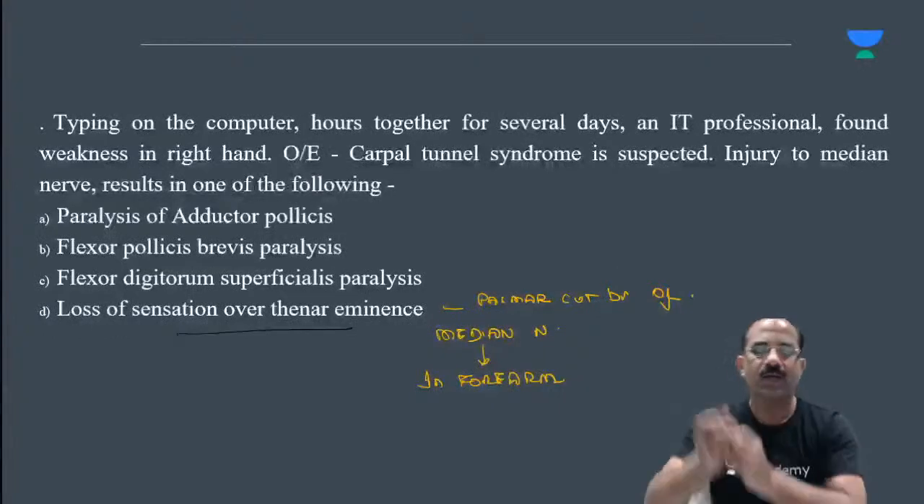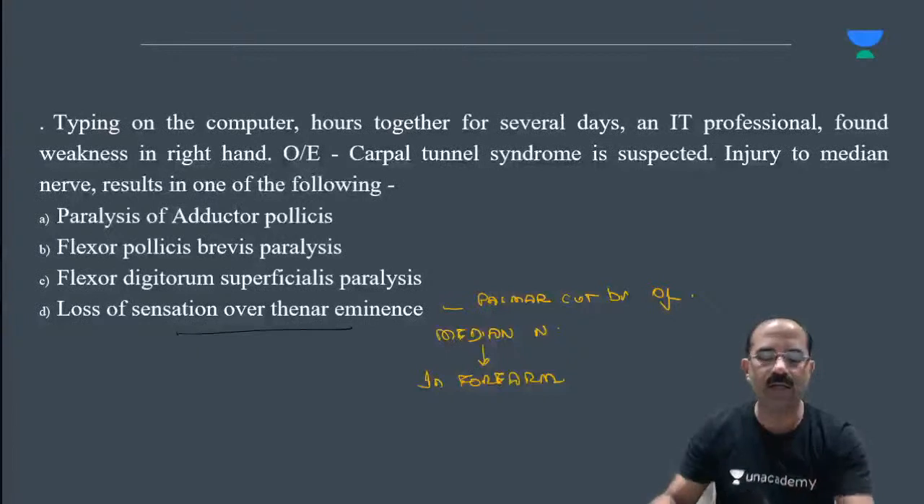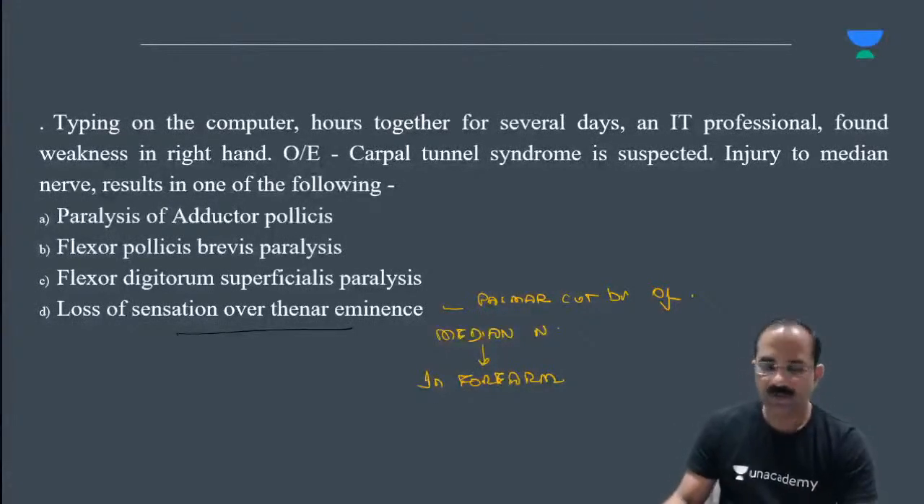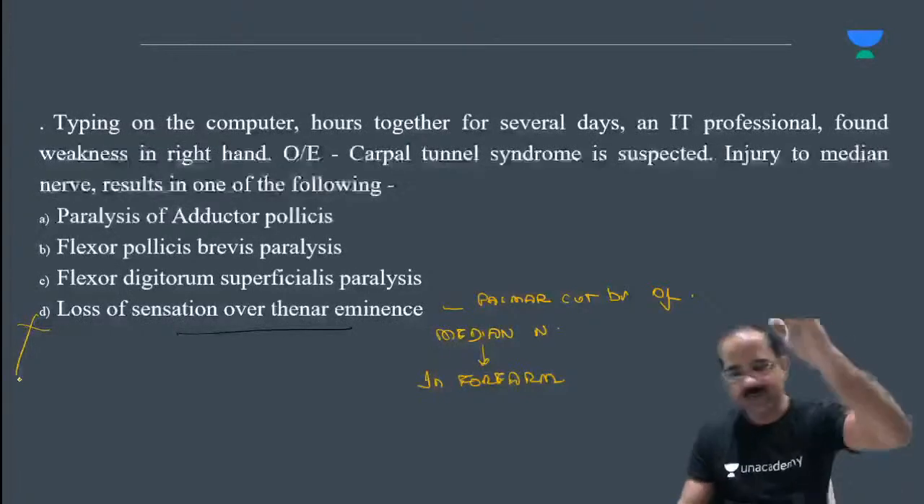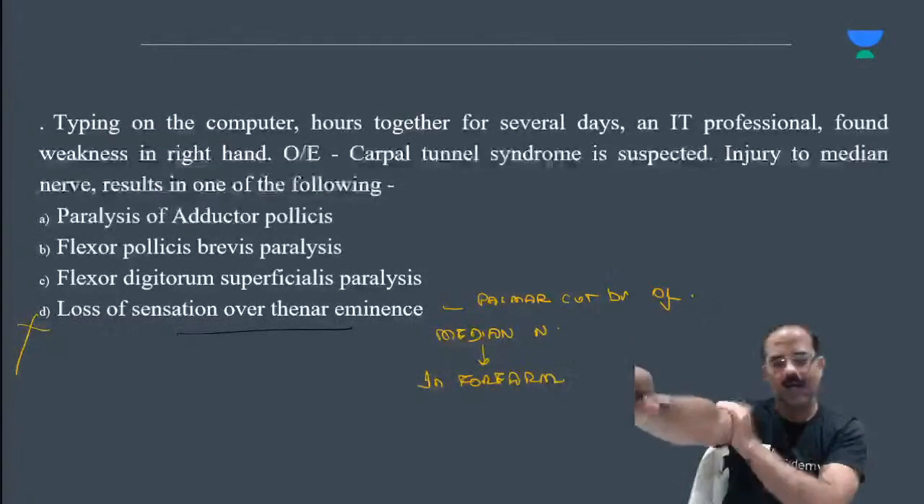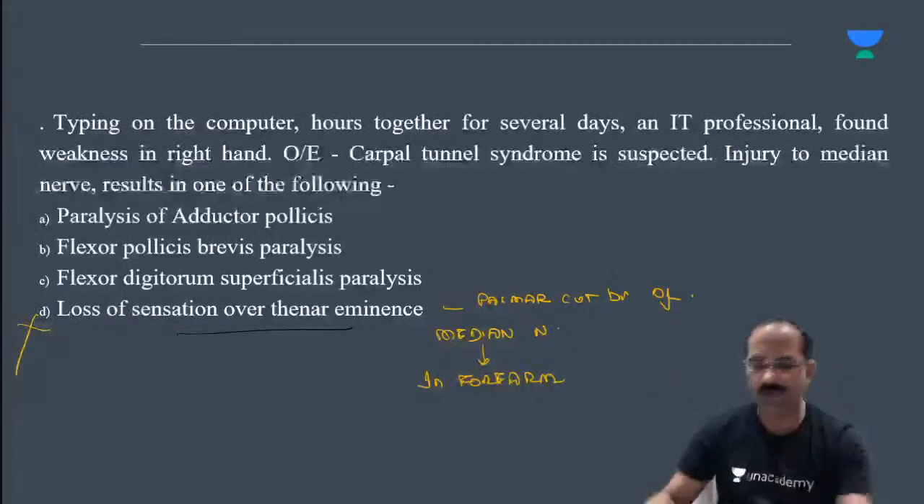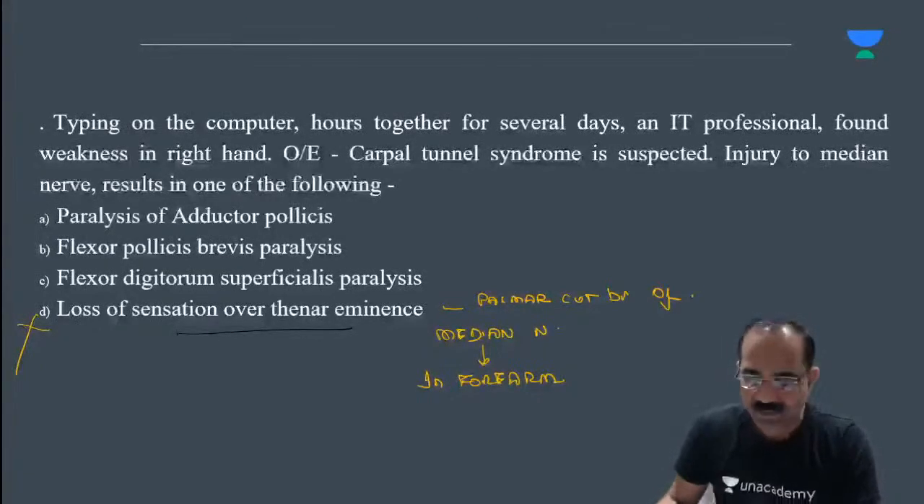Nothing happens to it. This nerve goes above the flexor retinaculum and supplies the skin over the thenar eminence. Clear? So there will be no loss of sensations over the thenar eminence. If the median nerve is injured in the forearm or in the axilla or in the arm, there will be a loss of sensations here because the palmar cutaneous branch will be involved. Is this clear, students? Option D is wrong. Loss of sensations over the thenar eminence is wrong.